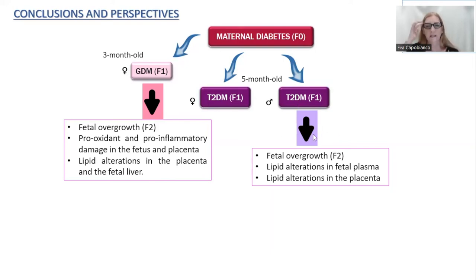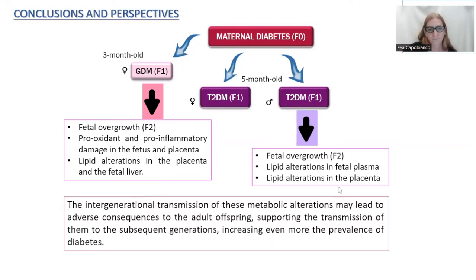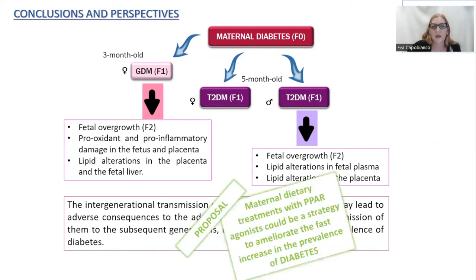Our first results in the offspring of type 2 diabetic males showed that the father leads to fetal overgrowth, and we can observe lipid alterations in fetal plasma and in the placenta. So the intergenerational transmission of these metabolic alterations may lead to adverse consequences to the adult offspring, supporting the transmission of them to the subsequent generations, increasing even more the prevalence of diabetes. And our proposal is that maternal dietary treatments with PPAR agonists could be a strategy to ameliorate the fast increase in the prevalence of diabetes.